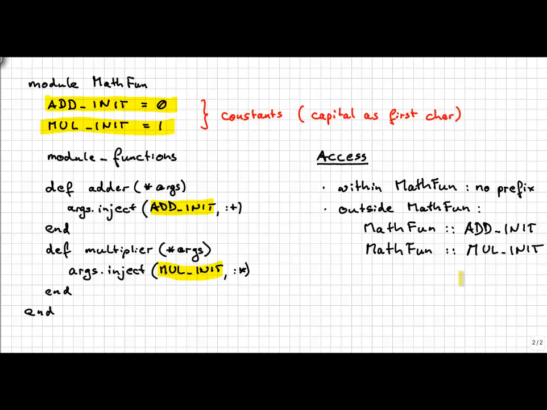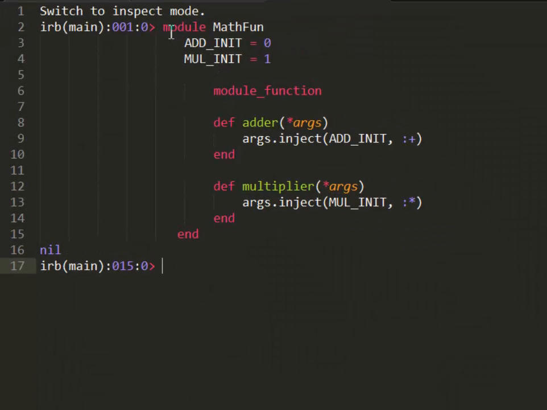If I want to use the constants outside of MathFun, I can do this by the double colon notation that we've just seen in our REPL session. So this is the way to access the constants outside of the module itself. As you can see, we have defined the module MathFun in the IRB together with the constants ADD_INIT and MUL_INIT, and we're using them in the adder and multiplier functions.